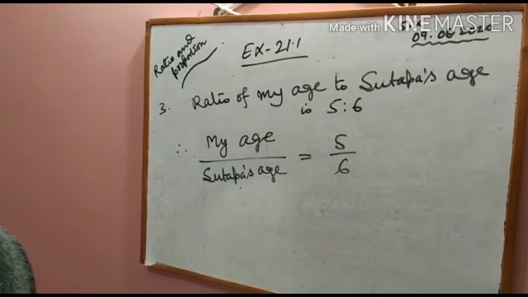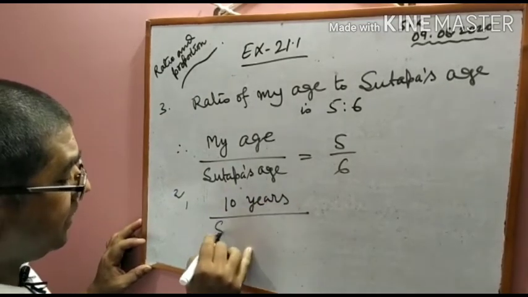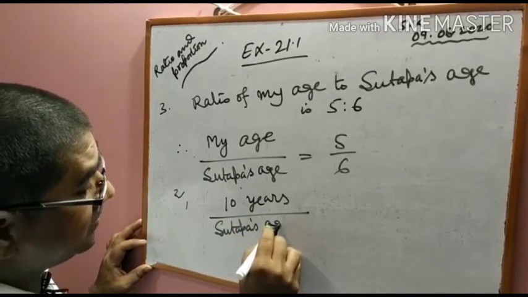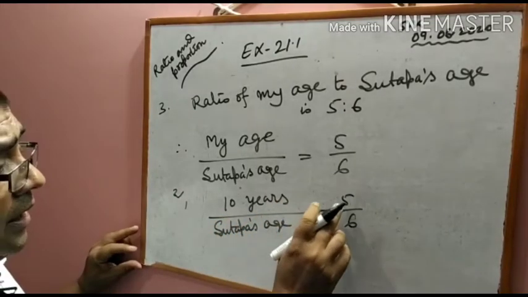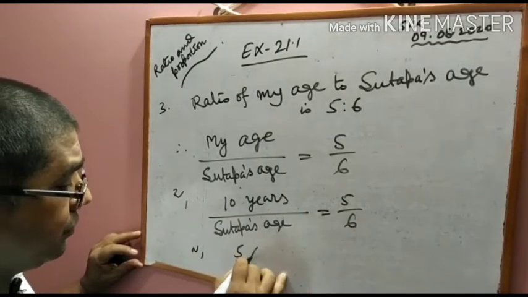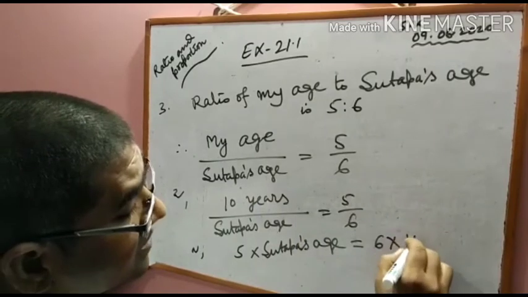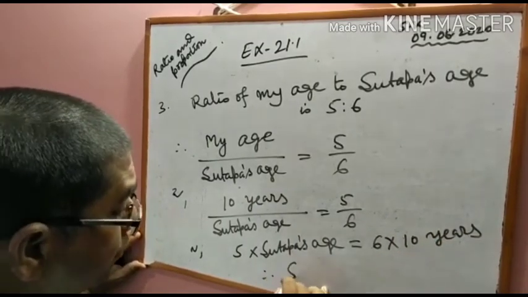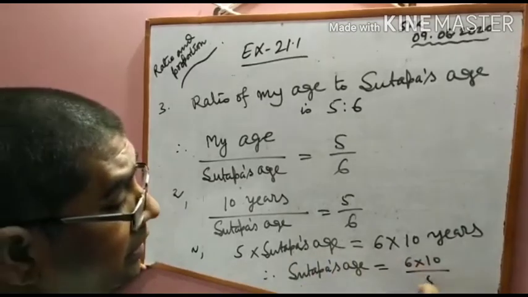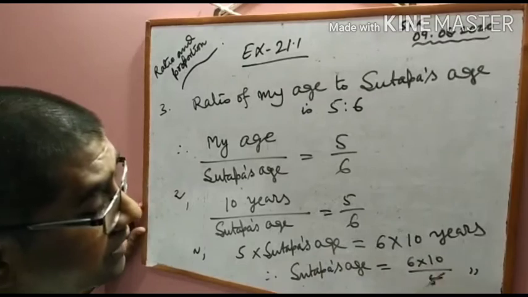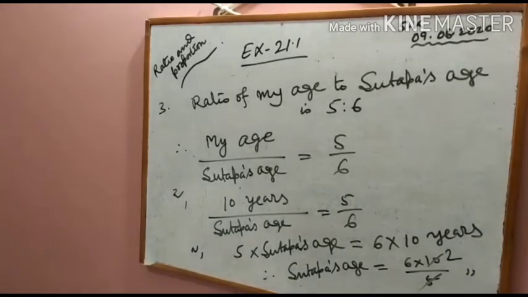Now see that my age is 10 years, so we can put it as 10 years by Shutopa's age equals to 5/6. Now cross multiply: 5 into Shutopa's age equals to 6 into 10 years. Therefore Shutopa's age equals to 6 into 10 divided by 5 years. After calculation, 5 2s are 10, 6 into 2, 12 years. Hence Shutopa's age is 12 years.